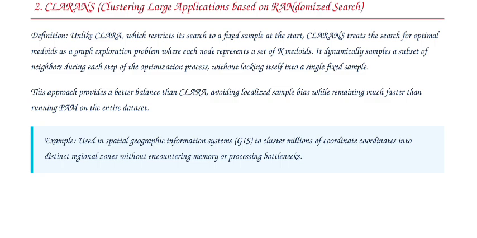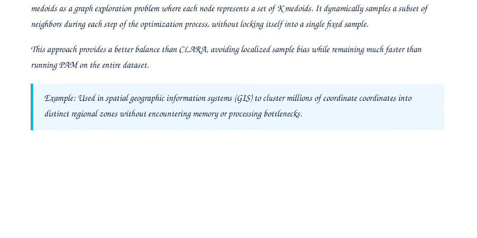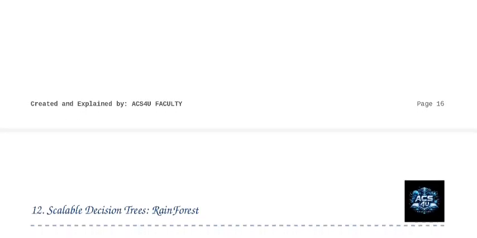Example: used in spatial geographic information systems (GIS) to cluster millions of coordinates into distinct regional zones without encountering memory or processing bottlenecks.